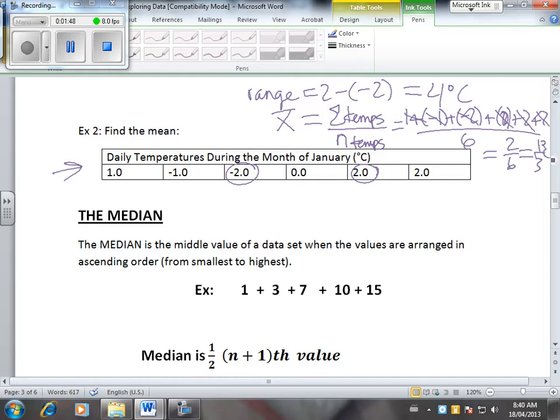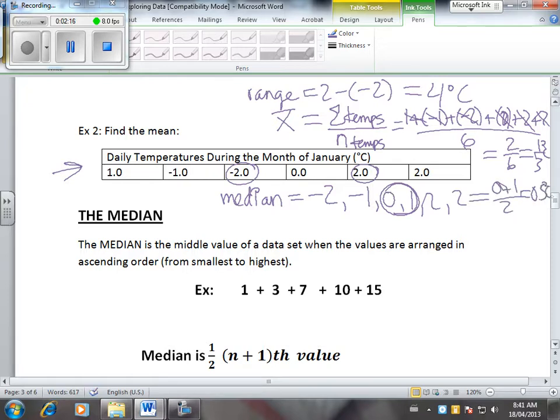We talked about the median, which is the middle value. So here we write everything out from smallest to greatest, -2, -1, and I'm just doing this quickly. You would always add in all your decimals: 1, 2, 2. There is no middle value here, so we have to take the average of these two. 0 plus 1 divided by 2 is 0.5. So the median value is 0.5 degrees Celsius.